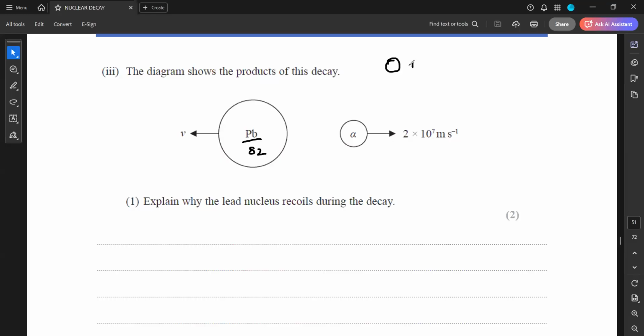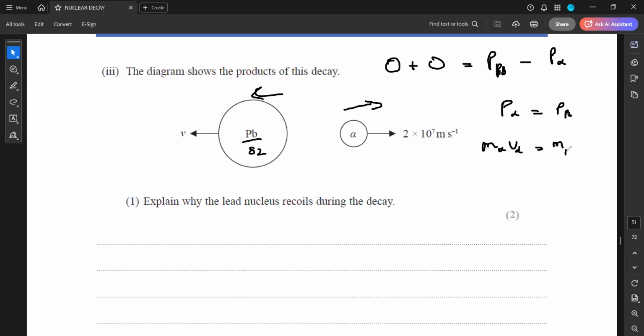So momentum before is 0. For lead, Pb, and alpha, 0 is equal to momentum of lead minus momentum of alpha. Why negative? Because if one is moving towards the right, the other is moving toward the left. Any one of them I can take as negative, or I can say momentum of alpha will be equal to momentum of the lead. Momentum is mass of alpha times velocity of alpha, equal to mass of lead times velocity of lead.